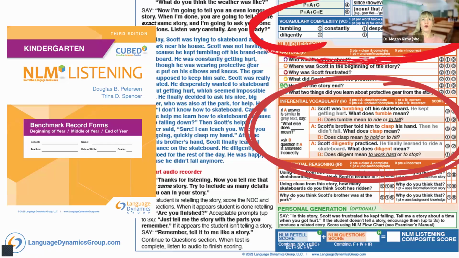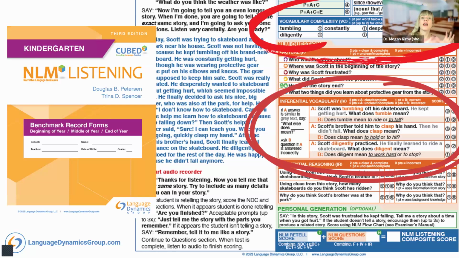And we're measuring, one, are they using any of these complex tier 2 words that were embedded in this story here? So we had tumbling, diligently, constantly, desperately, and clasp. So those words were embedded. Did the student produce any of those words in their retell? We also have 2 blank areas where the student may have used a different tier 2 general academic vocabulary word that's not embedded in the story, and you can give them up to 2 points of credit for up to 2 words that are not embedded in the story.